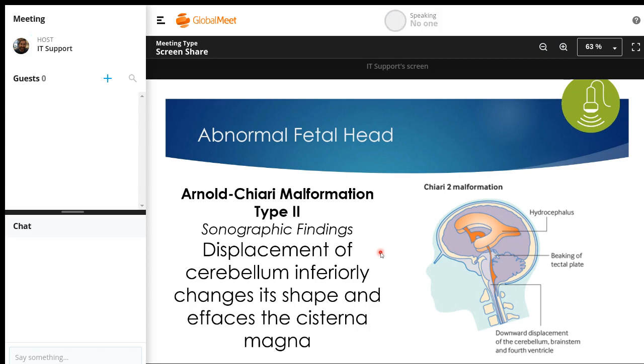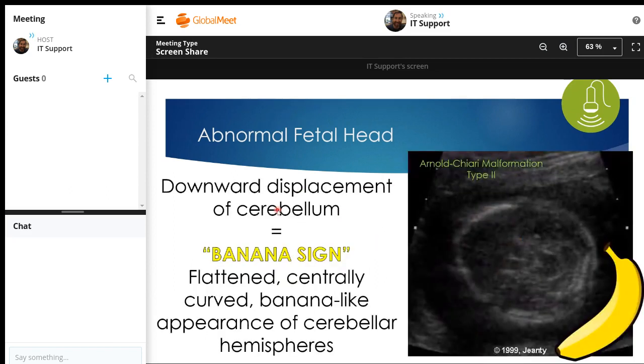So there are 2 signs associated with Arnold-Chiari malformation type 2. So the first one is the banana sign. So this represents a downward displacement of the cerebellum. So the cerebellum does not look like a peanut anymore. So right here is the cerebellum. It looks like a banana. So we have a flattened, centrally curved banana-like appearance of the cerebellar hemispheres. So no longer kind of bulging out in both planes. It's flat towards the posterior and then bent inward towards the anterior, that's looking like a banana. So this is the banana sign.